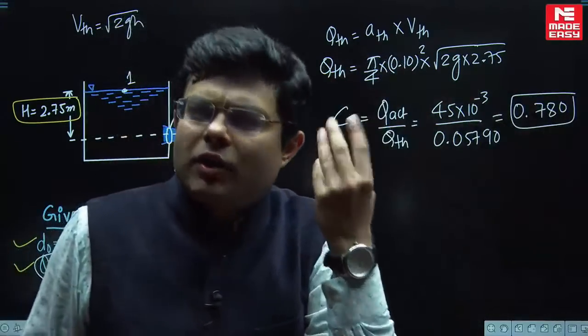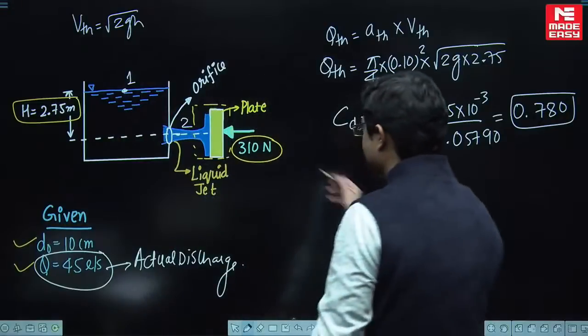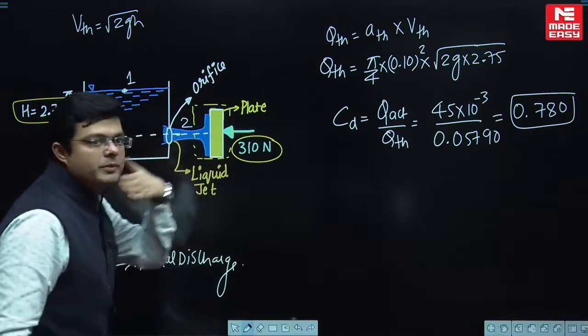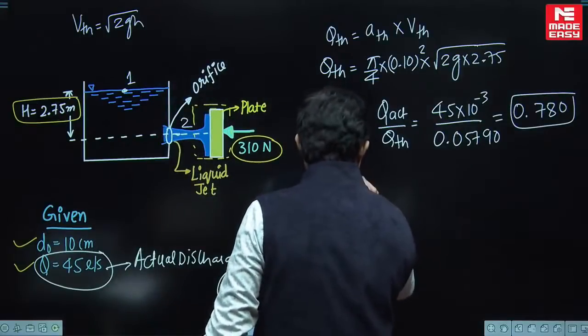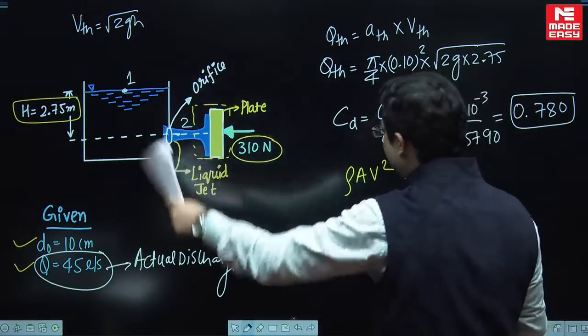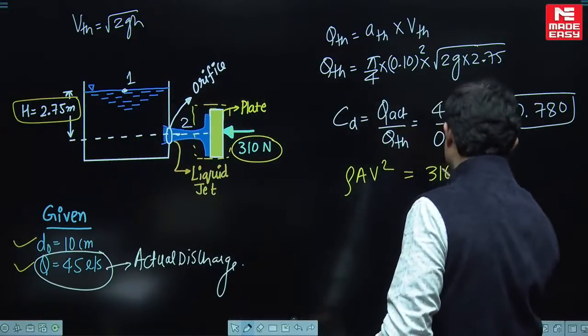Simple. In hydraulic machines we have already seen all this in impact of jets. Let us not waste time. So the force of impact by the jet is going to be equal to rho a v square, and this force is balanced by 310 Newton.